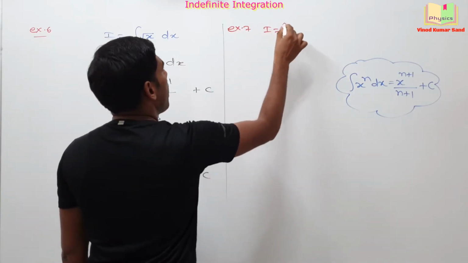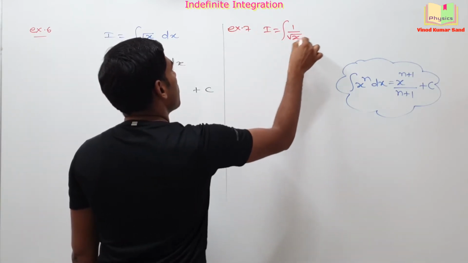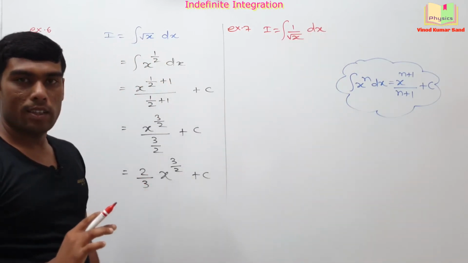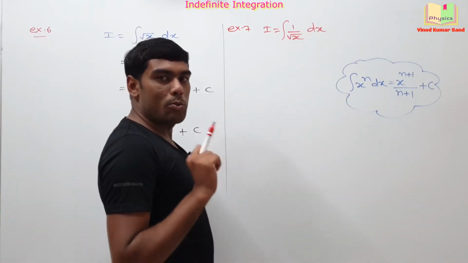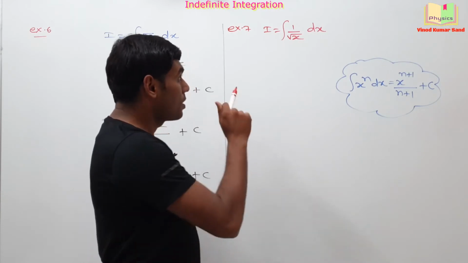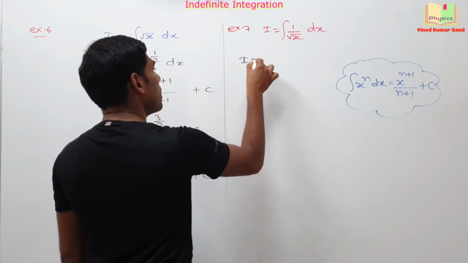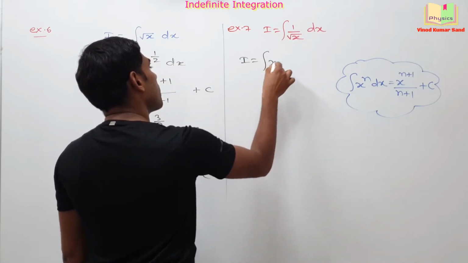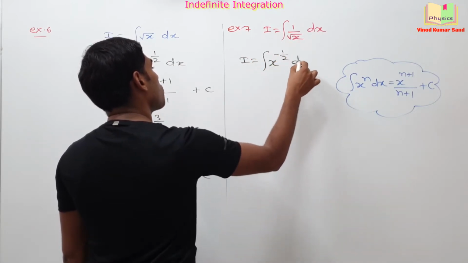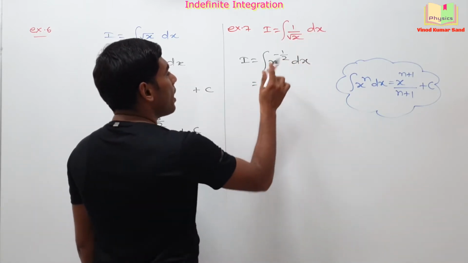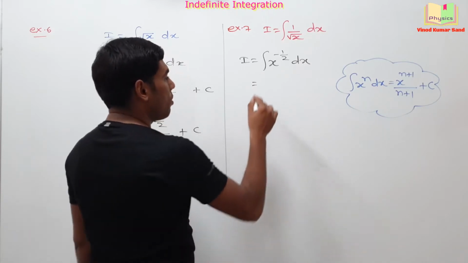Suppose someone asks us to integrate the 1 by root x with respect to the variable x. Pause the video here and try to post your answer in comment box. I'll be solving it here only. This can be written as x to power minus 1 by 2. I hope you understand this thing. And then we can easily utilize the formula.